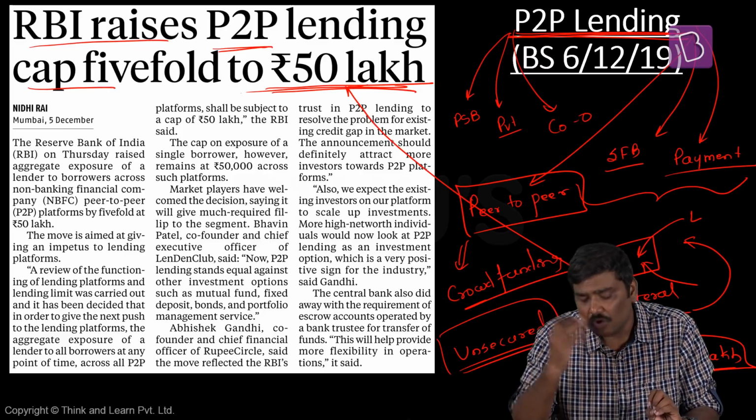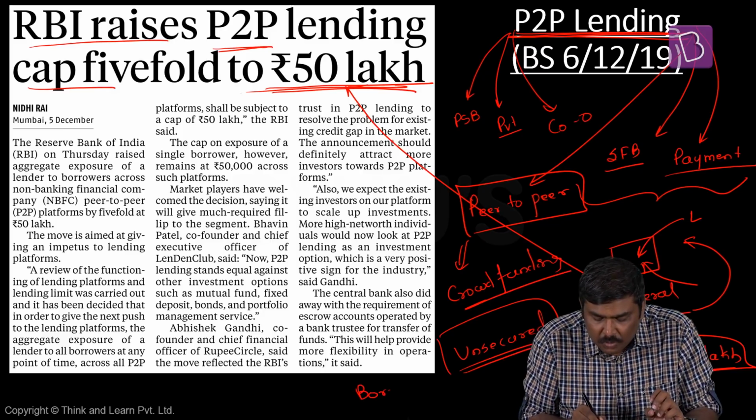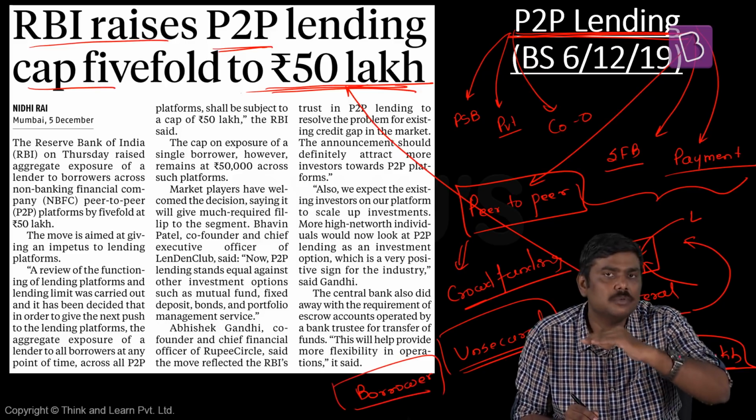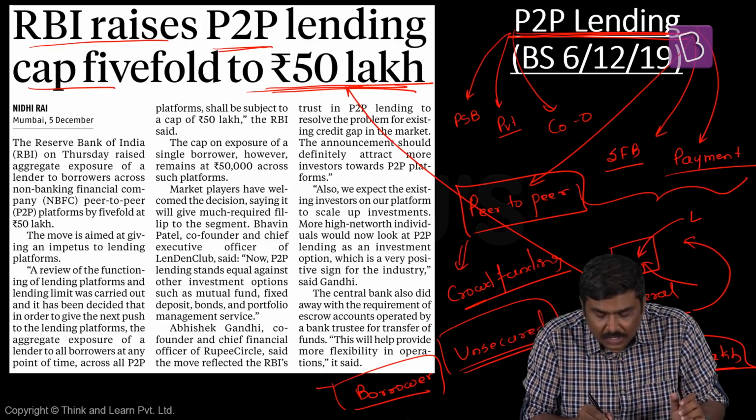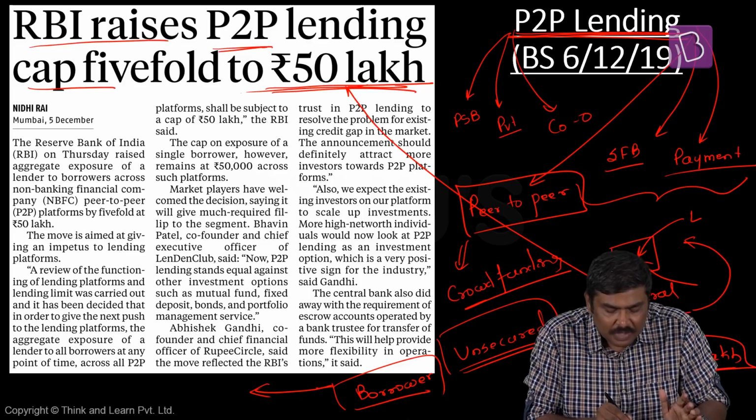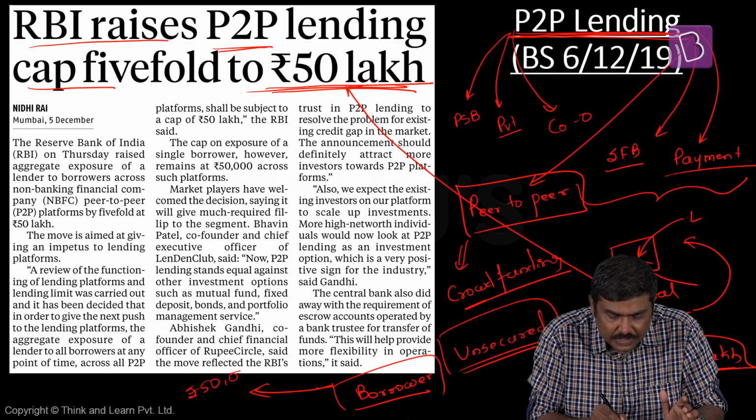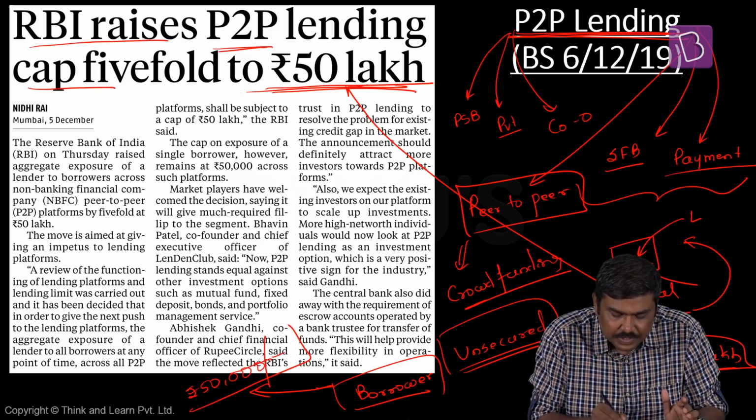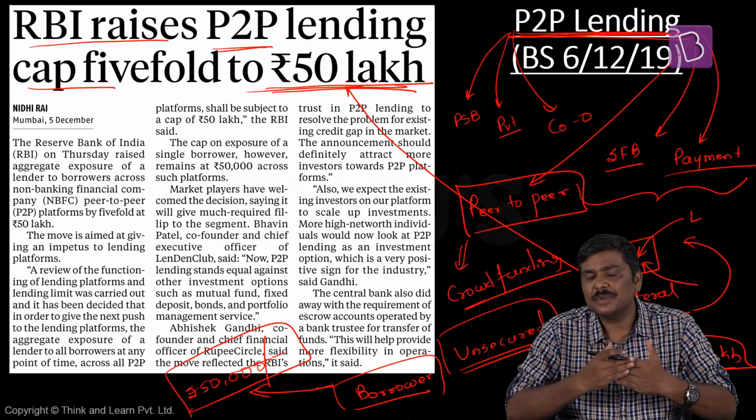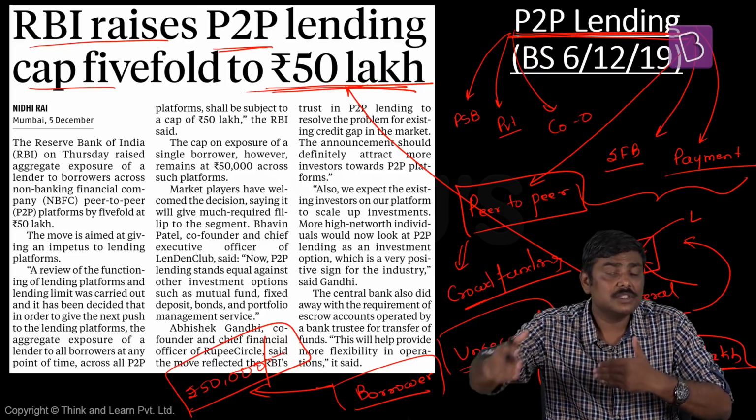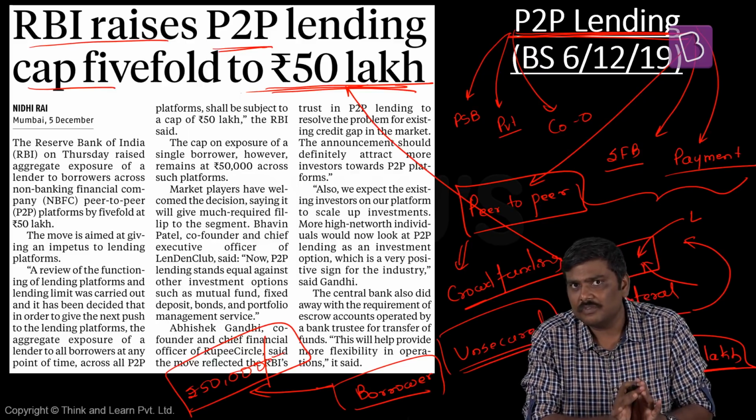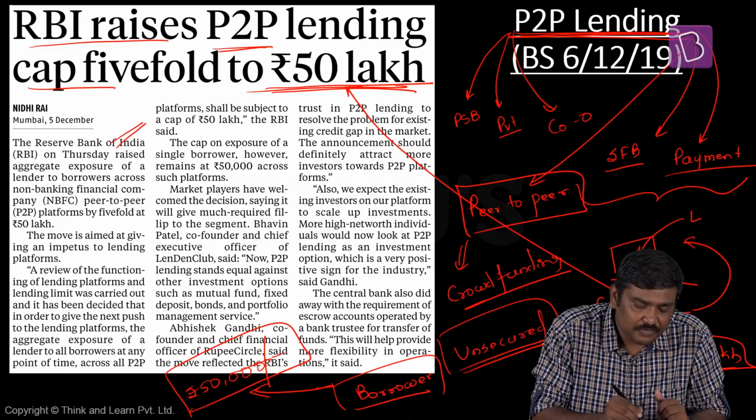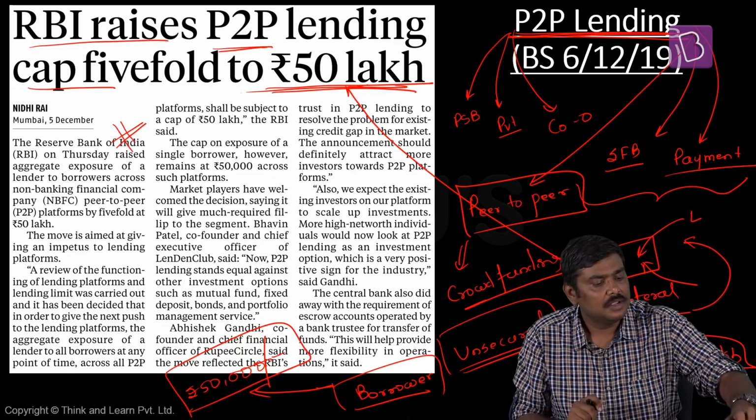Now, apart from this, there will also be a borrower. What about the borrower? In case of the borrower, RBI has not changed the limit. The ceiling has not been changed. Even today, in case of P2P, a borrower can borrow to a maximum level of 50,000 rupees across such platforms. So in case of a lender, this has been increased from 10 lakh to 50 lakh rupees, but in case of the borrower, it has been limited to the amount of 50,000 rupees itself. So this is the basic information provided in this article.